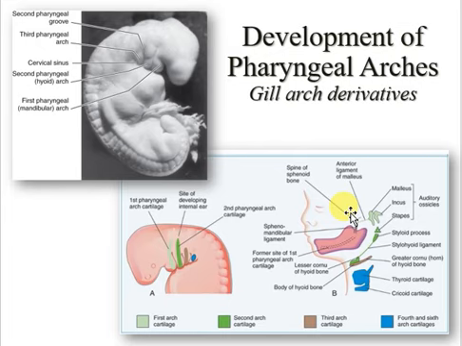The pharyngeal pouch of that first pharyngeal cartilage gives rise to the middle ear auditory.